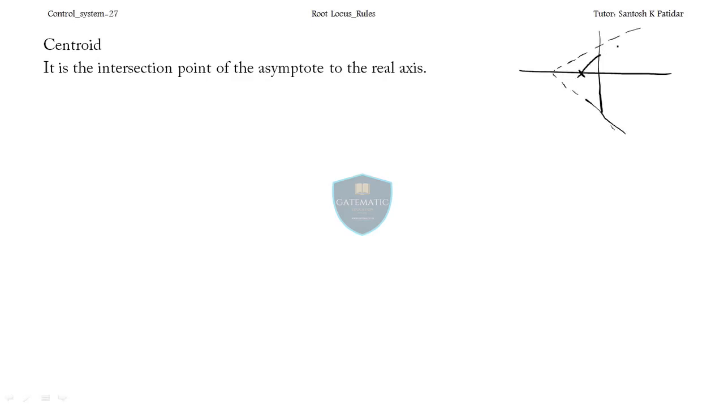Along this asymptote, your root locus branches are heading towards infinity. The intersection point of these asymptotes on the real axis is given by sigma, called the centroid. The centroid is the sum of the real parts of the poles minus the sum of the real parts of the zeros, divided by p minus z.